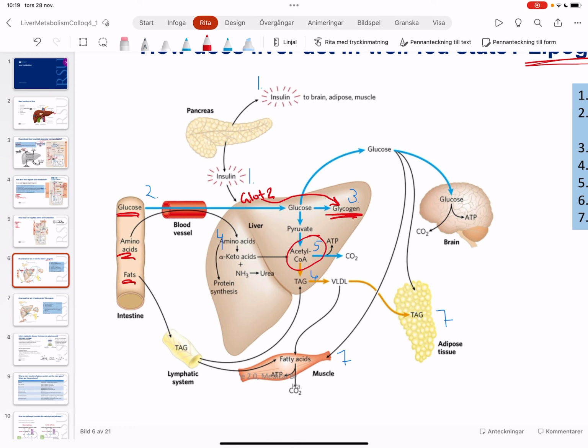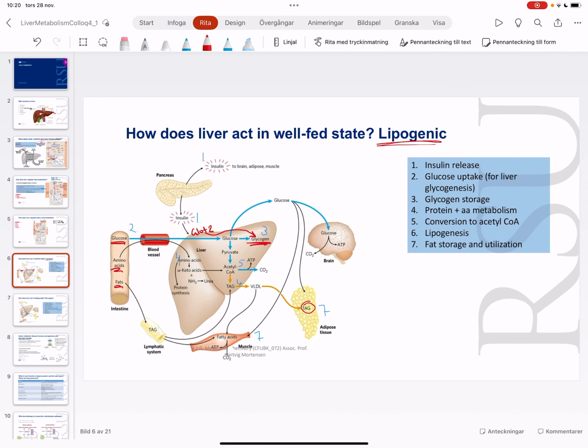So that is highlighted by number 5. Number 6 is these TAGs will then be together with apolipoproteins. We will form lipoprotein VLDL that is then transported to adipose tissue, and we will store the TAGs here. They will also be stored in muscle, but mostly in the adipose tissue. And yeah, that's about that.